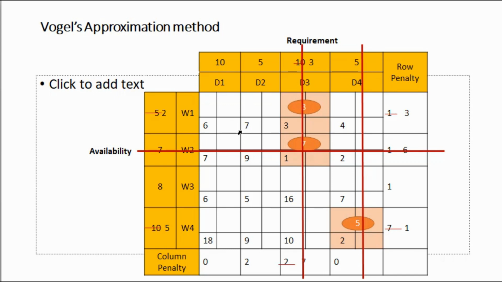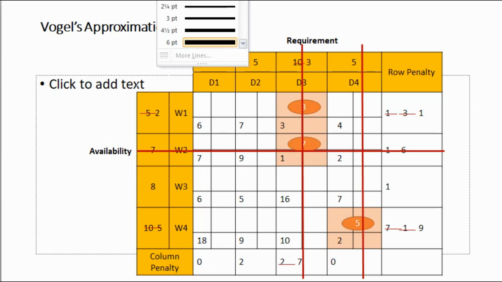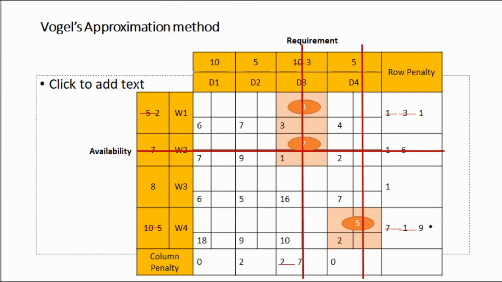Now the difference between D1 and D2 is made, and similarly the row penalties and the column penalties are calculated. Now if you look at it, the difference between 6 and 7 is 1, the difference between 5 and 6 is 1, the difference between 9 and 18 is 9. So therefore we take again the highest penalty, and in that, the least cost. So W4 to D2 becomes our next cell for allotment.